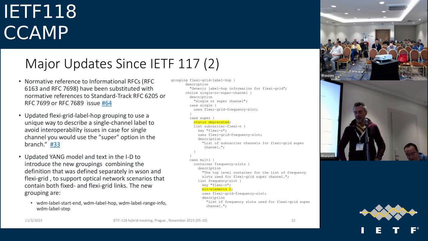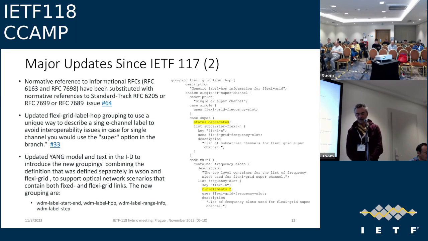The flexible grid label hop had a branching that can provide some problems related to possible interworking, because you could use the case of a single channel label in two ways. One is the case for single, or you can use the branching for super, considering the list as just one element. To avoid this type of problem, we deprecate the super case. We introduced a new one with a minimum of two elements. So in case of single channel, you can use just the case for single.